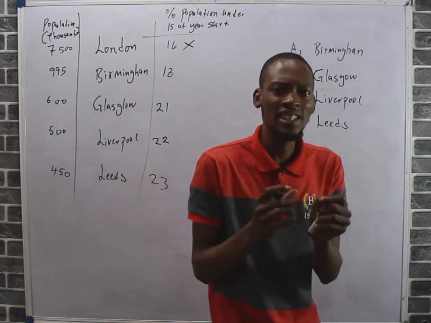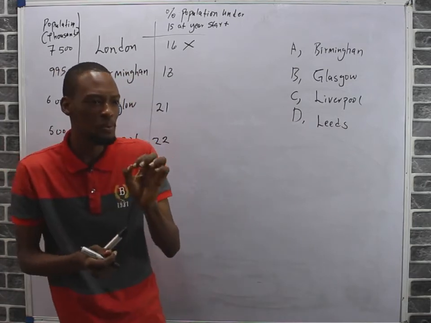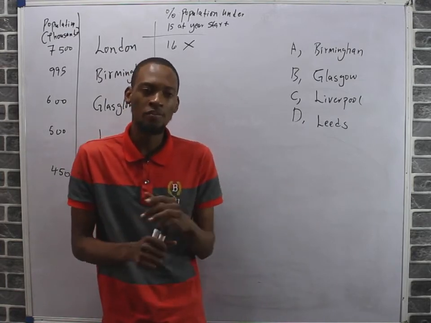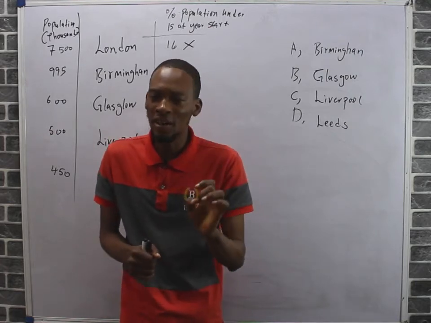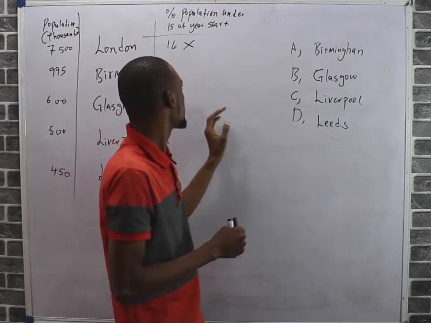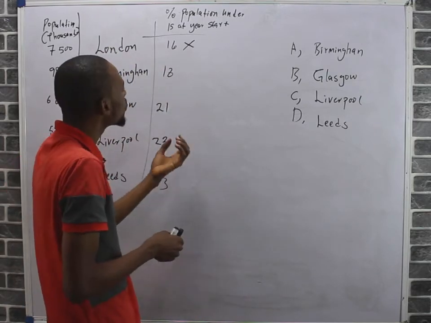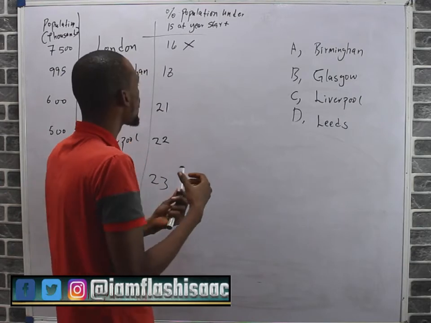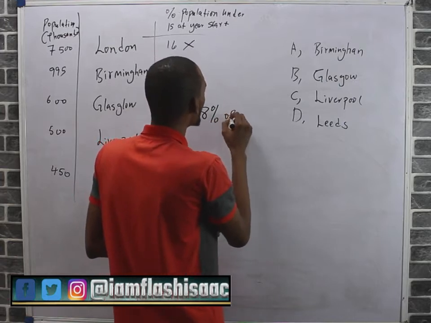Now, remember the illustration I made earlier. I said, if in a class of 100 people, 10% pass mathematics, the number of students who pass mathematics equals 10 over 100 times 100. So percentage means over 100. These values for population under 15 are in percentage. To look for the actual population of people in Birmingham under 15, it is simply 18% of the population.